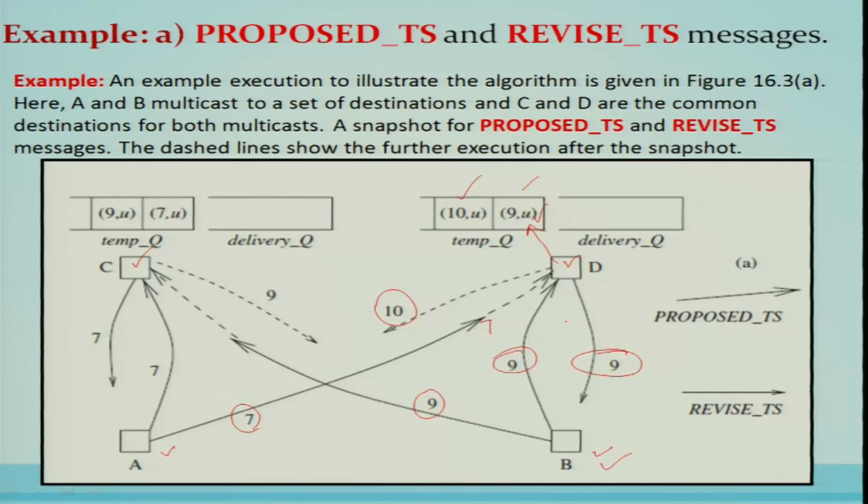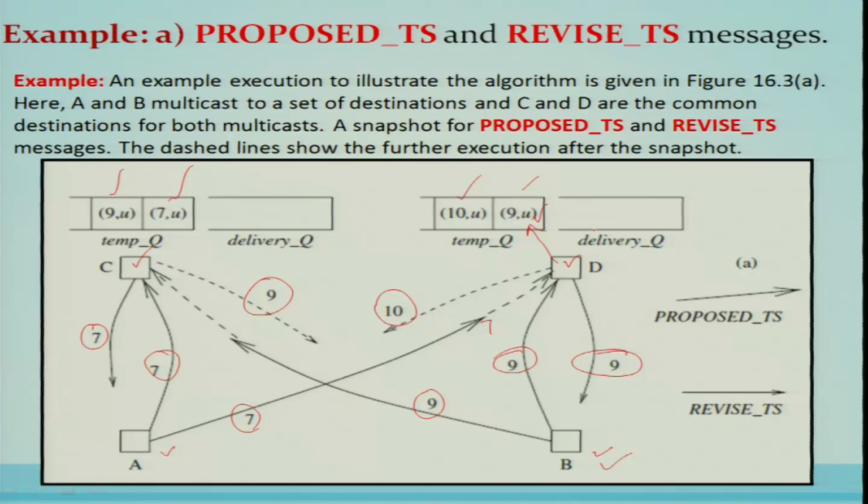Similarly, the tag or timestamp 9 is sent from D to B. Here 7 will be received first, so it will be enqueued on the top of the queue, and 7 will be returned back to A, and once 9 is received, 9 will be in the order, so the 9 stamp will be returned back.